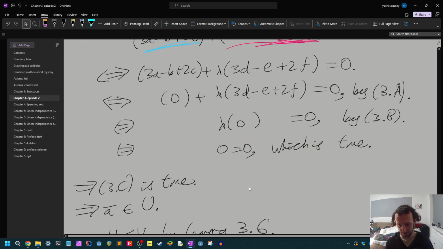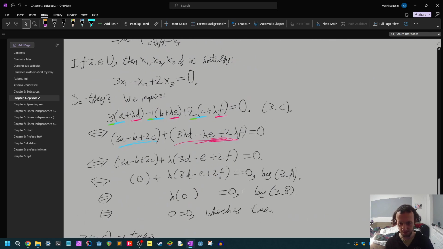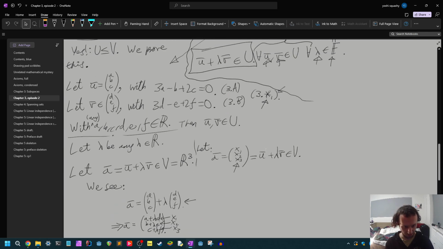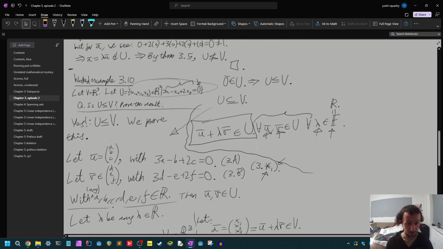Okay. But yeah, this is the good way to do it. Just have more variables. It's annoying to have 6 letters, but just do it that way, and you'll go less insane less quickly.